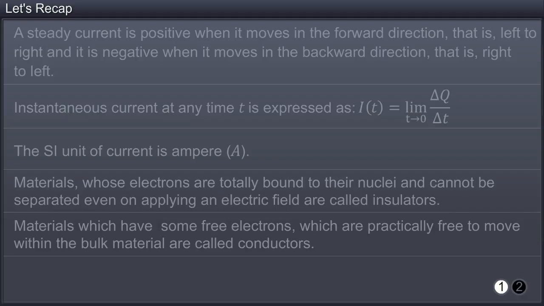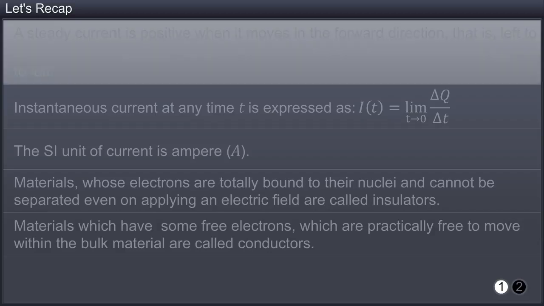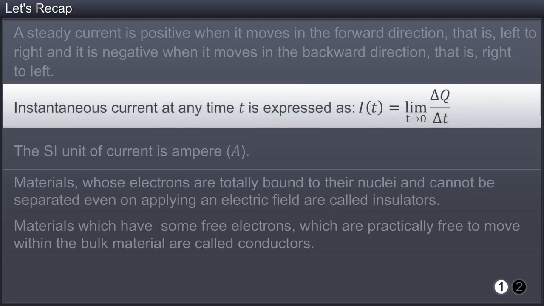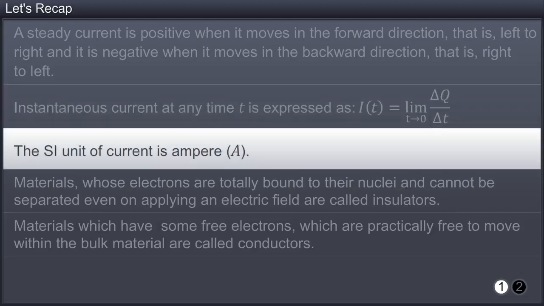You have now reached the end of this module. In this module, you learnt that a steady current is positive when it moves in the forward direction, that is, from left to right, and it is negative when it moves in the backward direction, that is, from right to left. Instantaneous current at any time t is expressed as I(t) = limit Δt tending to 0 of ΔQ by Δt. The SI unit of current is ampere, A.